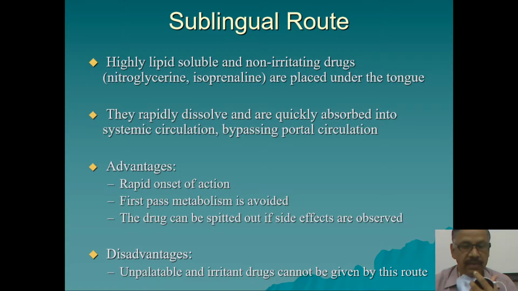The advantage is rapid onset of action, very fast. First pass metabolism is avoided, so the drug can be spat out if side effects are observed. Generally, whenever the nitroglycerin tablet is given, a side effect in the form of headache appears, so you can ask the patient to spit it out. The disadvantage is that unpalatable and irritant drugs cannot be given by this route.